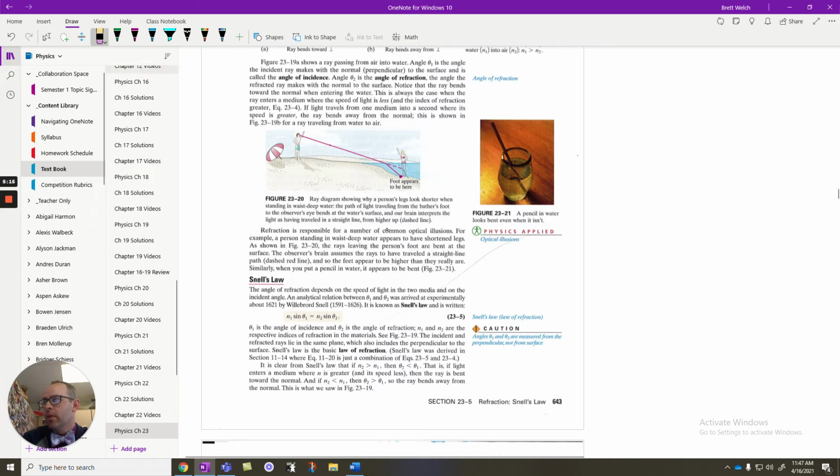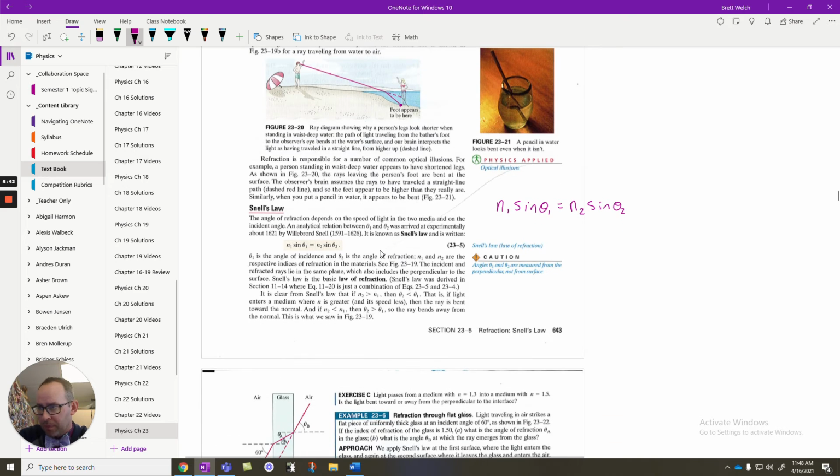Well, Snell's law boils down to a very simple formula that says the index of refraction of your first material times the sine of theta 1. Now remember, theta has to be measured against the normal. This will equal the second index of refraction times the sine of theta 2. This actually has a lot to do with the law of sines. If you understand the law of sines, you'll understand a little bit about why we end up with this formula. It's very, very similar. This is called Snell's Law, sometimes referred to as law of refraction.